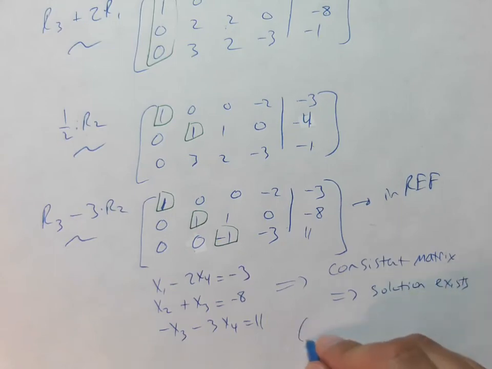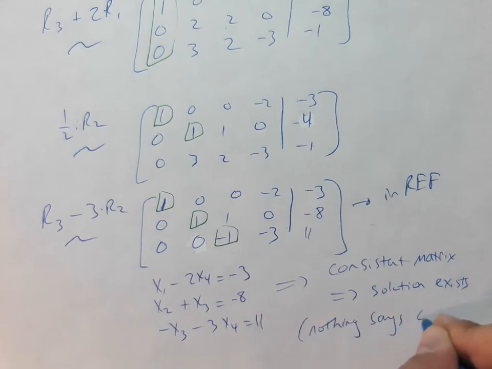In other words, we don't get something that says 0 equals not 0, right? That's the thing we're trying to avoid. That's the thing that means inconsistent. We don't get that here, so there is a solution. Now, we're not finding the solution necessarily, right? The problem here is just get it reduced. Tell me if there is one. We'll worry about finding them in the next section.